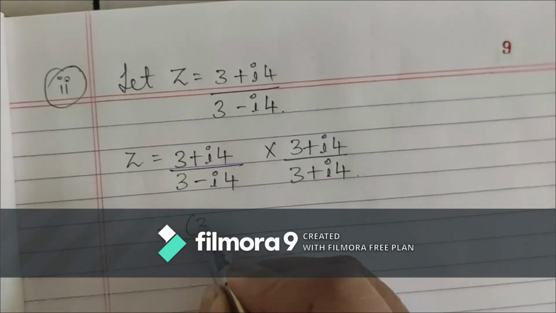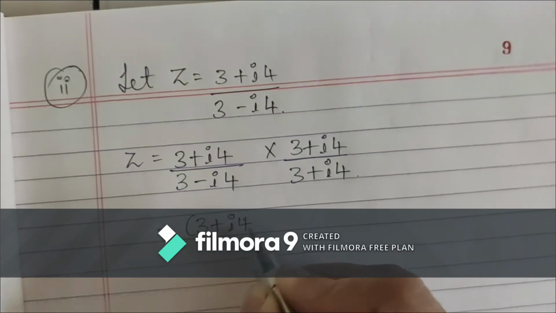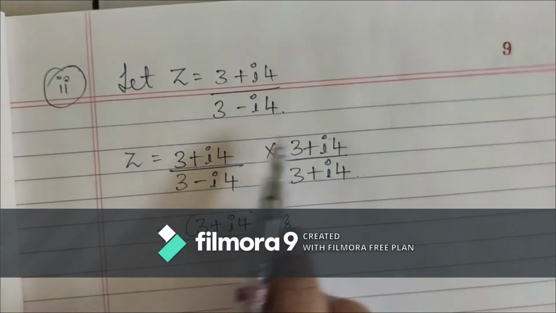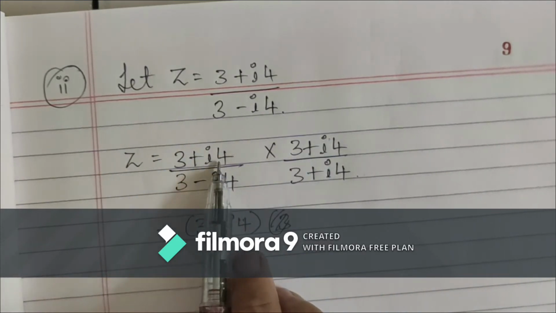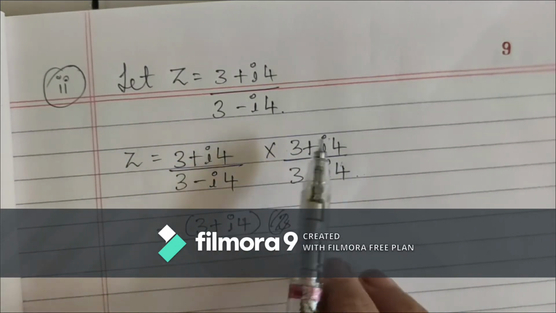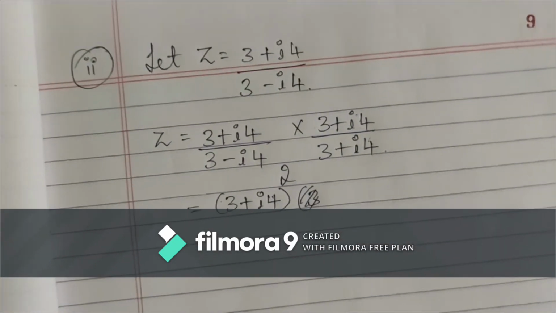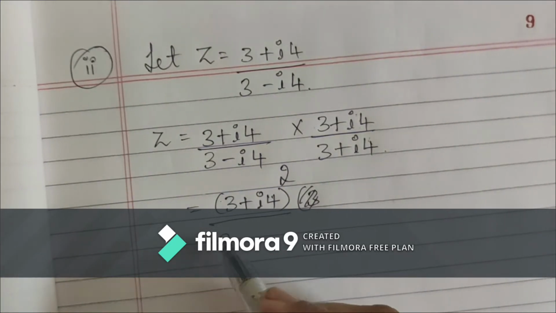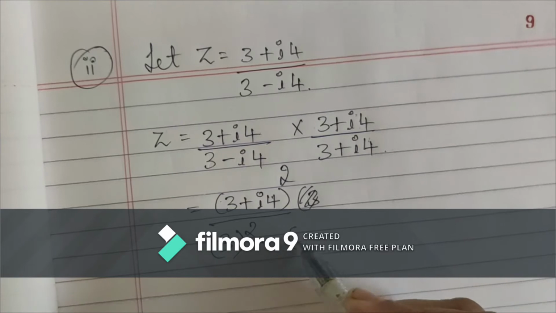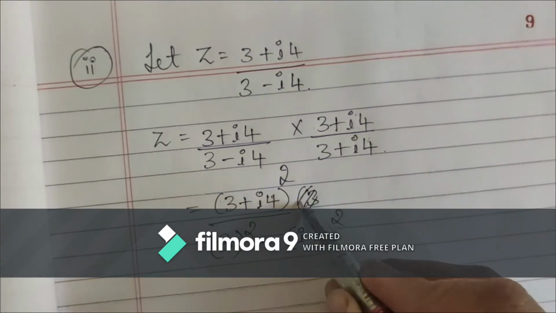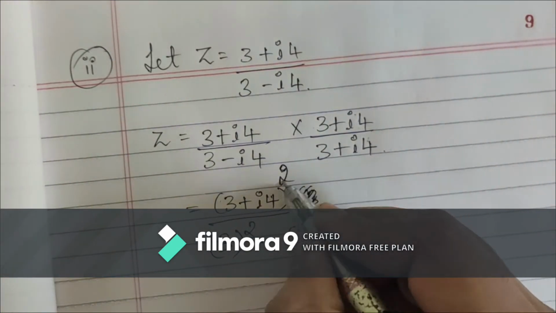So we need to multiply these two brackets in the numerator. What happens? There is no need to write this one. Both the terms are same only. So (3 + 4i) times (3 + 4i) means a into a, which is a square. So it becomes (3 + 4i) whole square divided by a square. Here b means what? 4i. Understood this one? So it is a square.